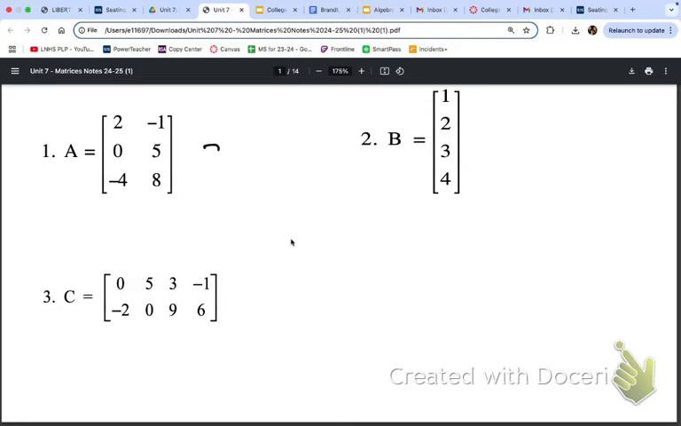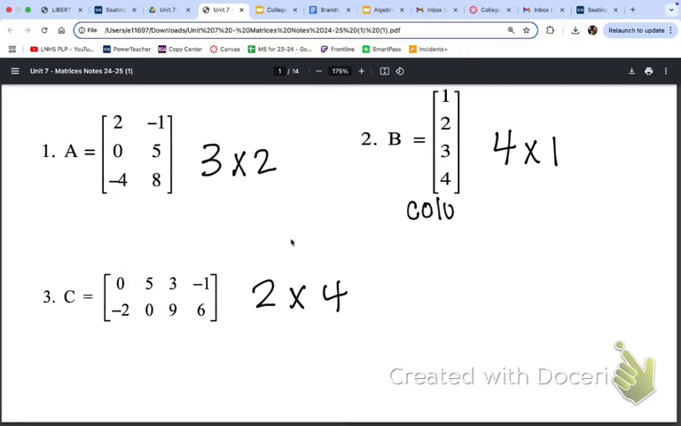Can you please take 10 seconds at your table and do 2 and 3? Ready, go. Okay, you can check it. The number 2, you should have 4 by 1. Do you see how this is all in one column? This is called a column matrix. When it's all one column, the other ones aren't special. The 2 by 4 is 2 rows, 4 columns.